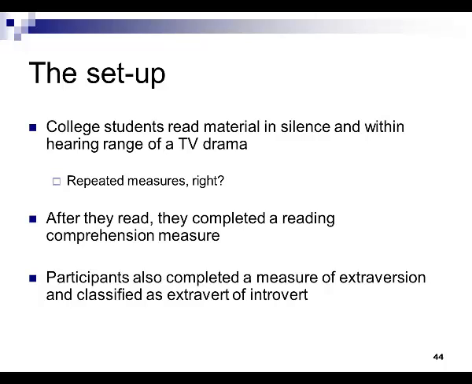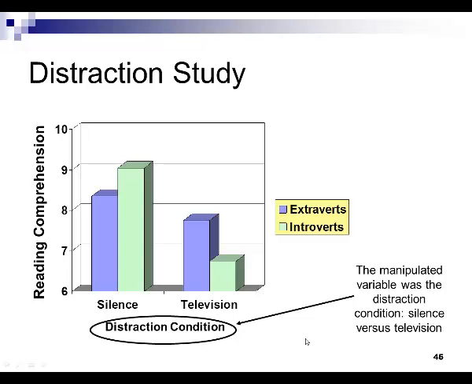And since the students were being asked to read the material in silence first, and then also within hearing range of the TV drama, it is a repeated measures design because they're being exposed to all levels of the independent variable. And after they read, they completed a reading comprehension measure. But they also completed a measure of extroversion that would classify them as either an extrovert or an introvert.